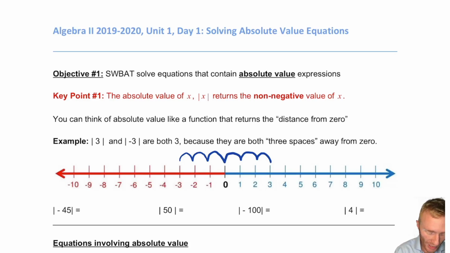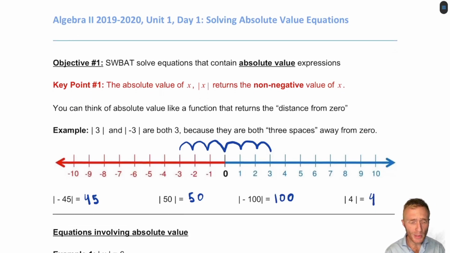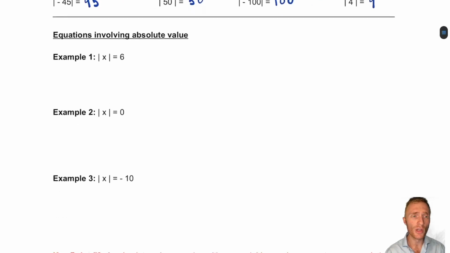So the absolute value of negative 45 would be 45. The absolute value of 50 would be 50. The absolute value of negative 100 would be positive 100. And the absolute value of 4 would be 4. So that's just what an absolute value is. But things become tricky when we actually have to solve equations using absolute values. So go ahead and take a look.